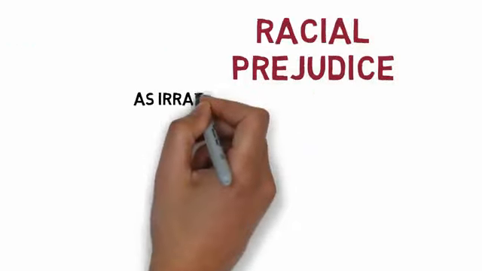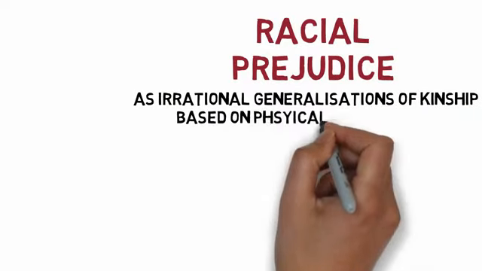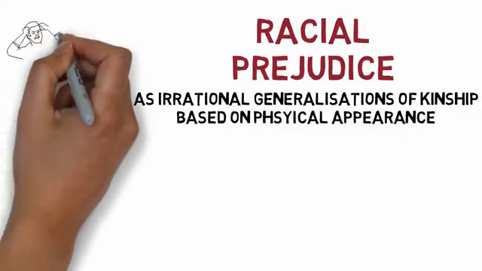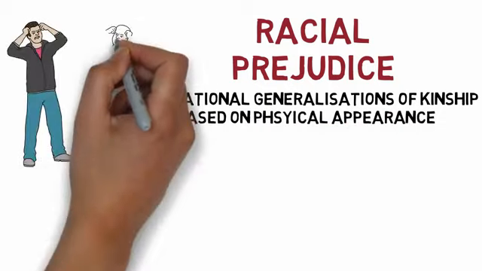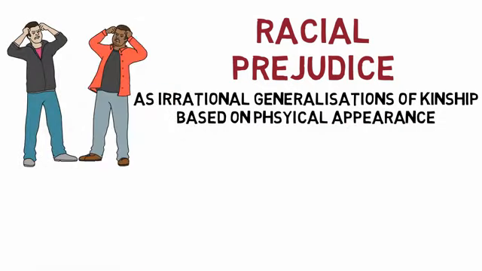Racial prejudice would be the irrational generalization of kinship, when individuals identify with those physically resembling them and reject those that are different in appearance.